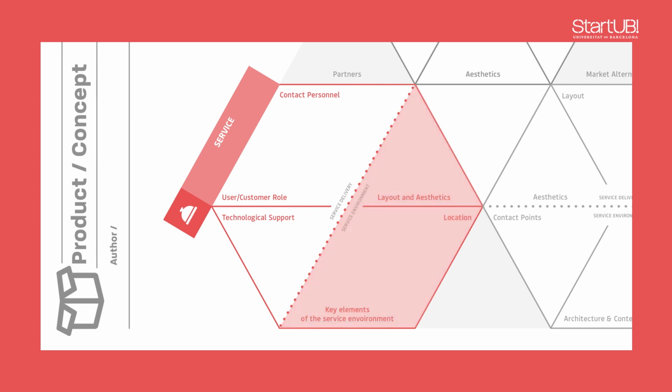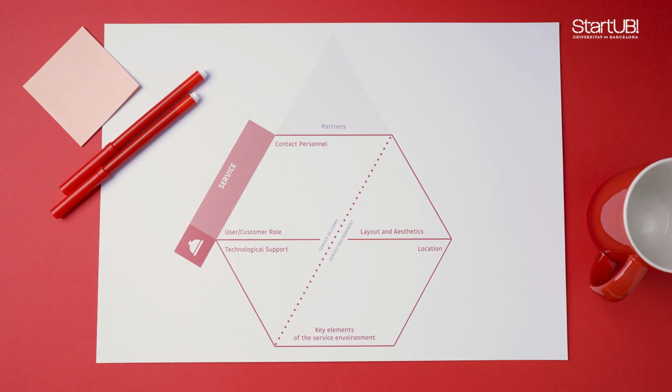Second, we will think about different elements of the service environment. That would include layout and aesthetics, that is the macro environment, the structure of the space where the service is being provided. Then we will consider the service location, that is where the service will be delivered. And finally, we will think about the key elements of the service environment. That is all the elements that will be necessary to provide the service. For the innovation toolkit, this is how we envision the service to look like.